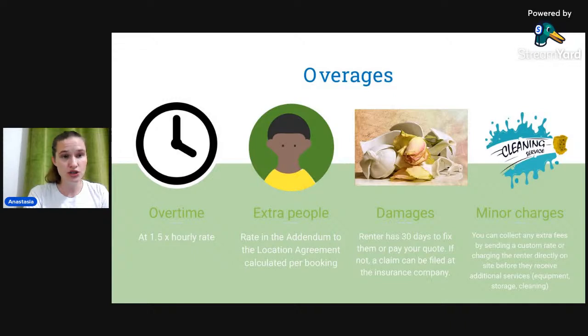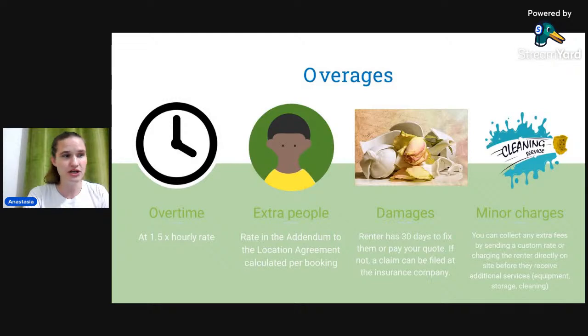As for damages, the renter, according to the location agreement, has 30 days to fix the damages, to provide the solution to the issue on site, to provide repair services, to send the contractor to fix the damages. And if not, they may rely on your quote that you obtain to fix particular damages, and they will have to pay the amount requested. If they don't do it within 30 days, you can file a claim with the insurance company using the insurance certificate, a copy of which you received before the start of the booking from the renter.